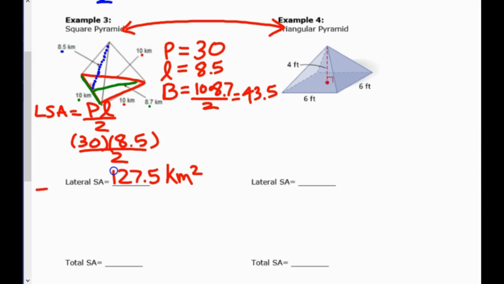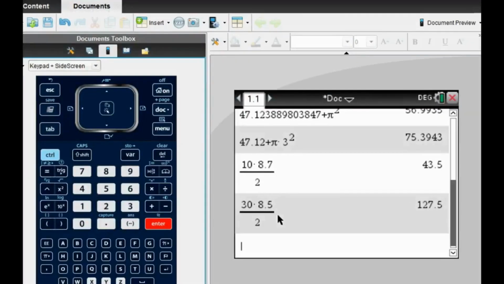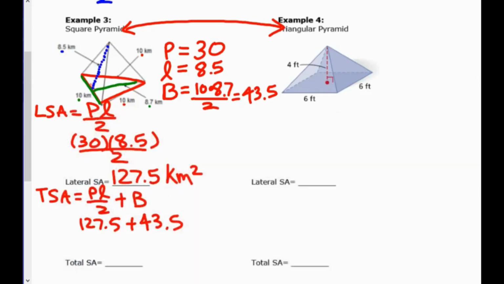Now for total surface area, we're going to take that same thing we just got, PL over 2, plus big B. Once we have B, it's easy, just add, right? So we're going to take that 127.5 for the PL over 2 plus big B, which we already got, 43.5. Literally, just add them. 127.5 plus 43.5, 171 kilometers squared. Okay?